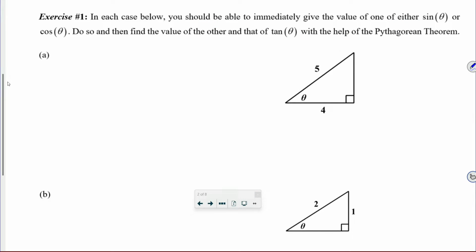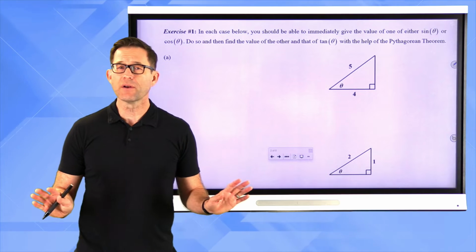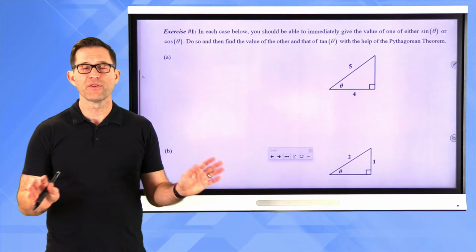Exercise 1. In each case below, you should be able to immediately give the value of one of either sine theta or cosine theta. Do so, and then find the value of the other, and that of tan theta, with the help of the Pythagorean theorem. All right, great. So just a little right triangle trig, nothing to do with the unit circle.